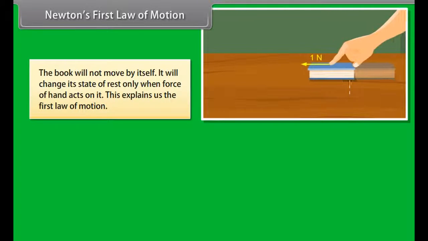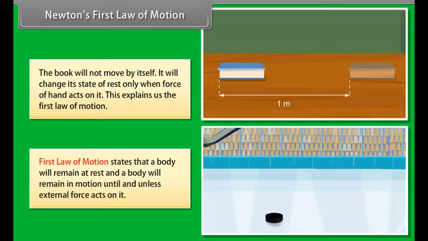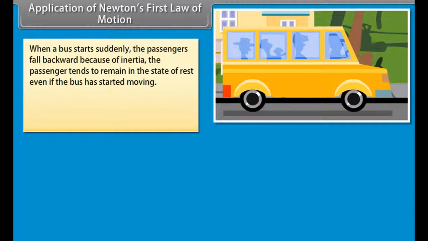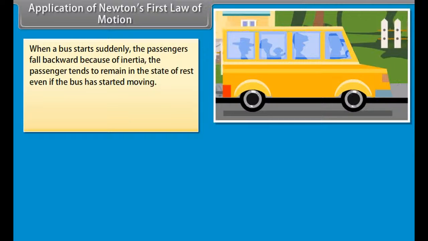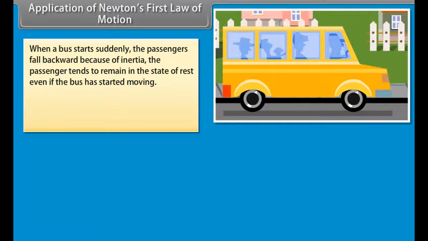Newton's first law of motion. The book will not move by itself. It will change its state of rest only when the force of a hand acts on it. This explains the first law of motion. The first law of motion states that a body will remain at rest and a body will remain in motion until and unless an external force acts on it.